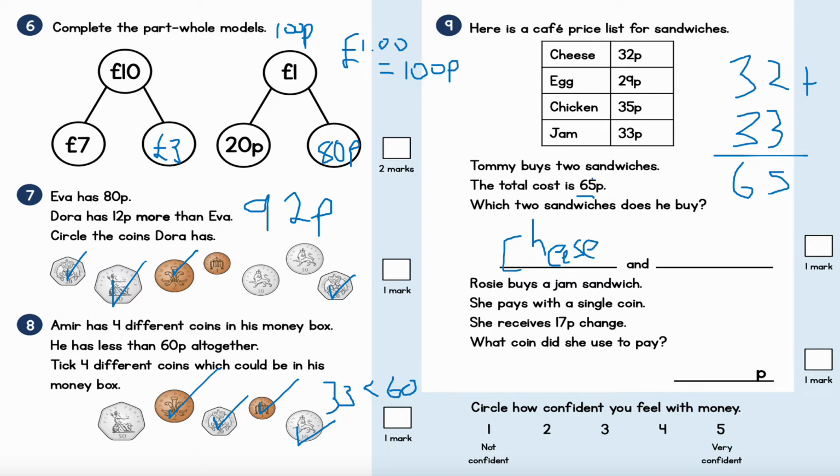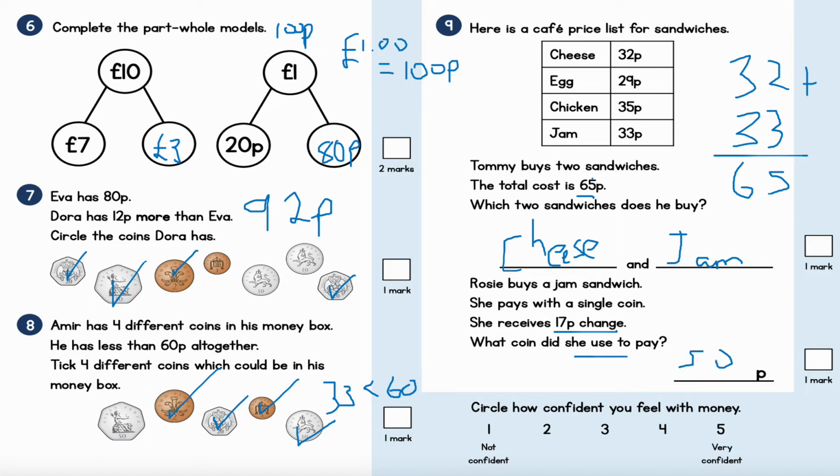And a jam sandwich. Okay. Next one, Rosie buys a jam sandwich. She pays with a single coin. She receives 17 pence change. What coin did she use to pay? Well, she used 50 pence.